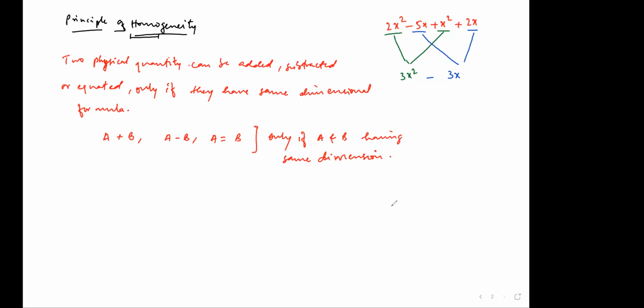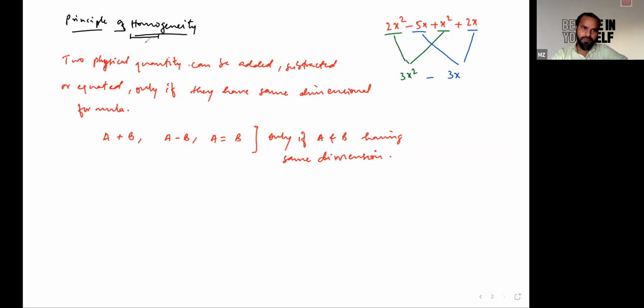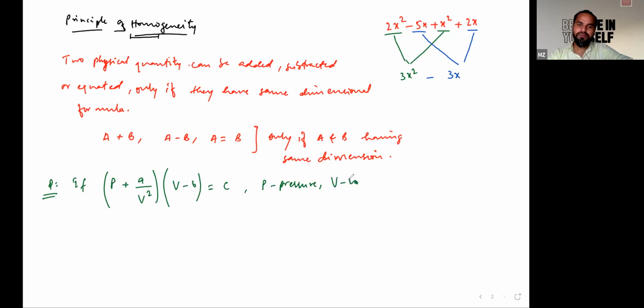Aisha? No, sir. Okay. So we have just defined the principle of homogeneity. On the basis of this, I'm giving you one problem and will show you how to solve it. Suppose you have (P plus A divided by V squared) times (V minus B) is equal to some C. We have P as pressure in this expression, V as volume. We have to find the dimensions of A, B, and C.